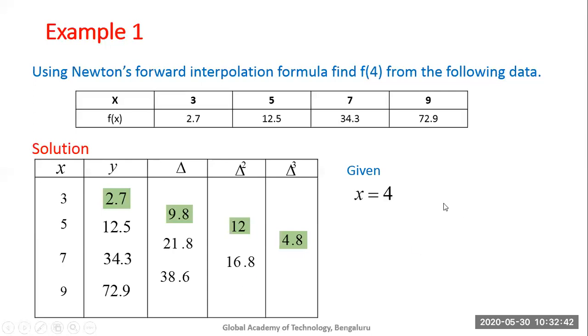So given x is equal to 4, for which we want the corresponding f of x or y value. x0 is the first value in the table, that is x0 is equal to 3. h is the step length, the difference between two consecutive values of x, 5 minus 3 or 7 minus 5 or 9 minus 7. So all will be same. So h is equal to 2. Using this, find p. p is x minus x0 by h. That is 4 minus 3 divided by 2. We get it as 0.5. The value of p is 0.5.